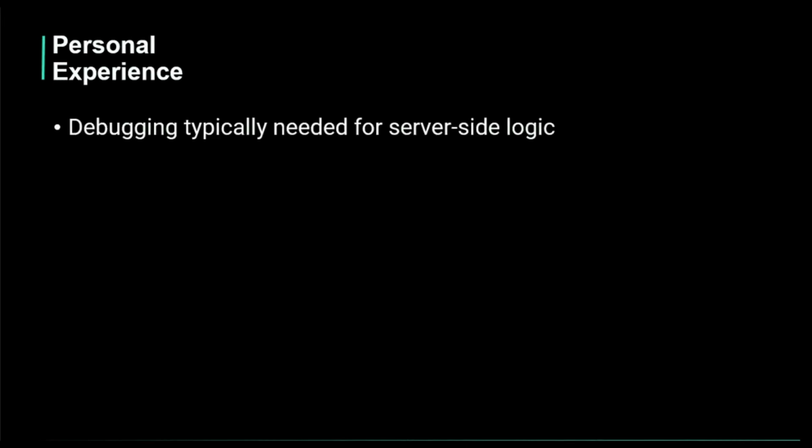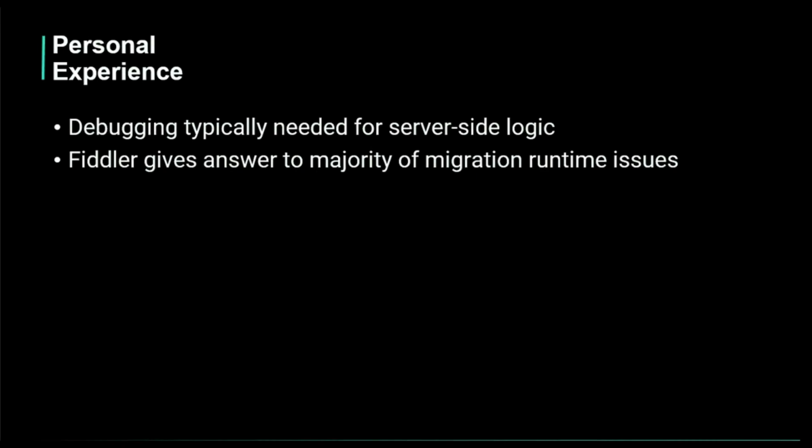In my personal experience so far with PowerServer 2021, debugging has typically been necessary for server-side logic. Client-side, unless you're using PowerBuilder unsupported objects described in the migration guide, is the same as client-server because ICA is native, so runtime is the same. Plus, keep in mind, a client-side debugger will come in the next PowerBuilder version. So whenever a runtime error has affected server calls in applications that I migrated so far, Fiddler has always given the proper answer to the majority of migration runtime issues.